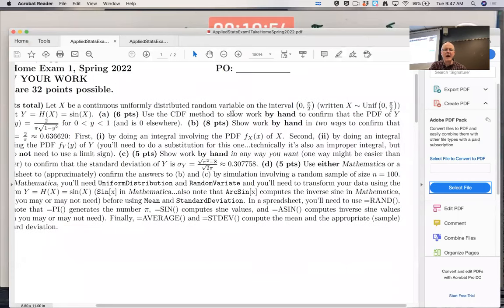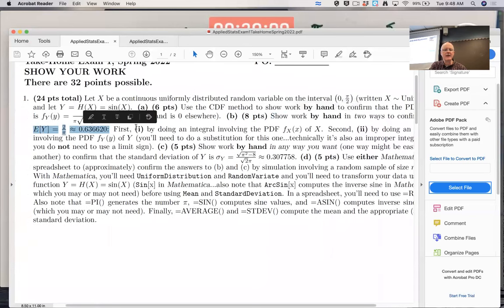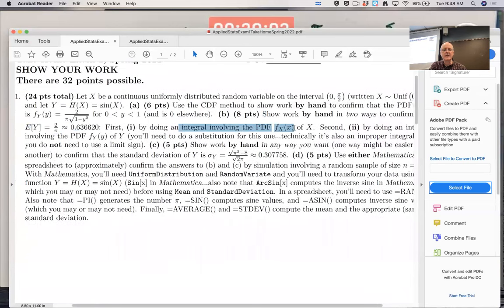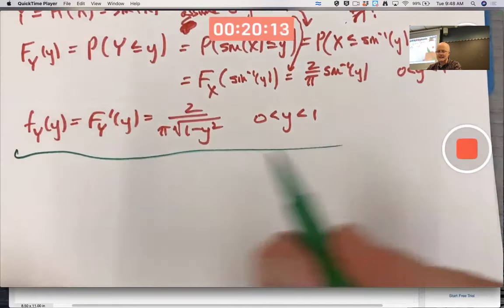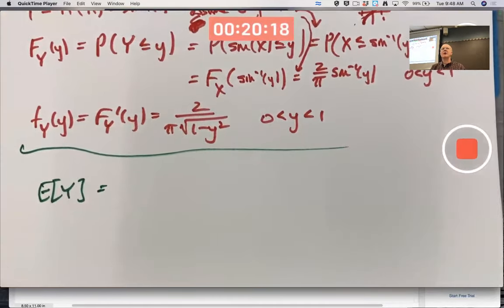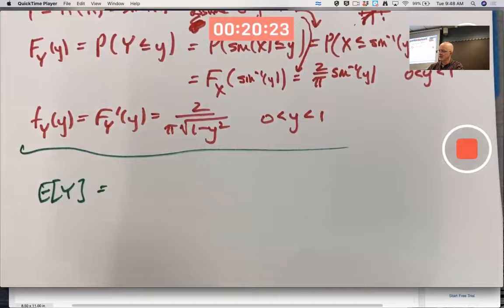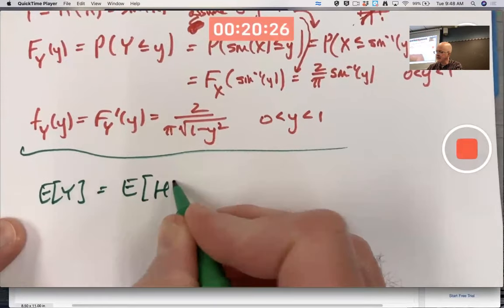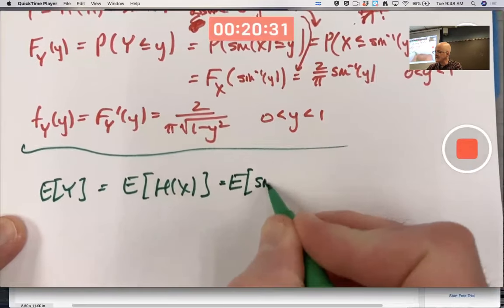Part B, show work by hand in 2 ways that the expected value of y is 2 over pi, first by doing an integral involving the PDF of x, and second by doing an integral involving the PDF of y. We're after the expected value of y. Based on the PDF of x, that means go back to chapter 4 and use the generalized expectation formula. The expected value of a function of a random variable. In this case, that's the expected value of the sine of x.